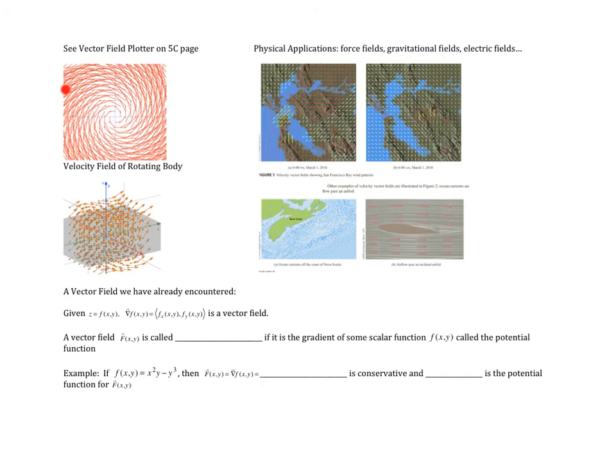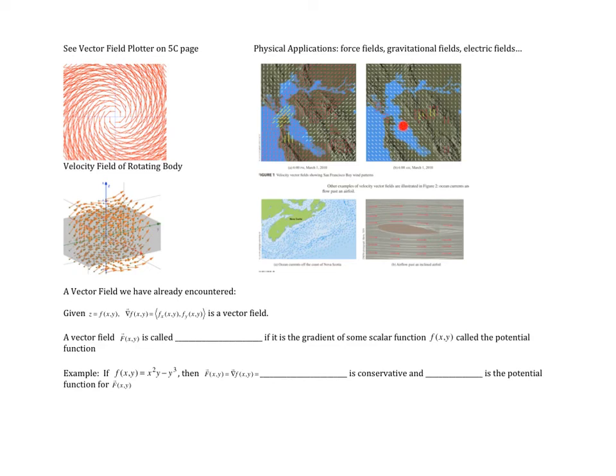So this is a vector field that describes the velocity vector of a rotating body. Notice as you get further out, those vectors are getting longer. That means that the velocity is getting higher out there, speed is getting higher. And so this would model some sort of rotating body. Here's a three-dimensional vector field function. And you can imagine that that might be used to model some sort of flow of wind or water or electricity.